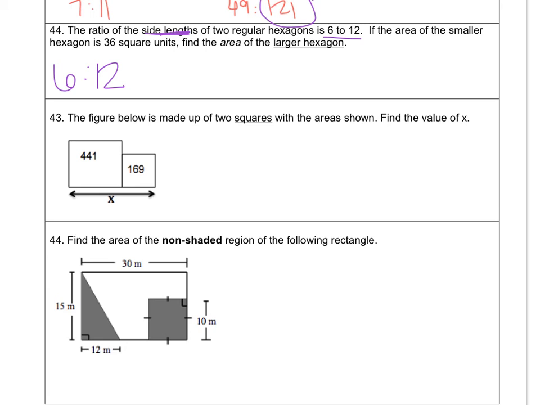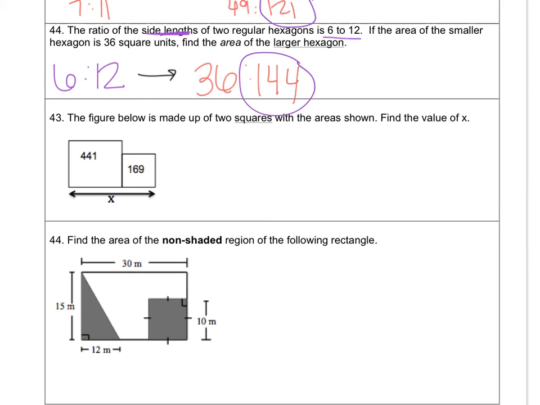Well, to go from side length to area, you're just squaring your numbers. So take 6 and square it. 6 times 6 is 36. Okay, and now you're going to square 12. 12 times 12 is 144. Okay, go to your problem. It says the area of the smaller one is 36. Does that match our information? Yes, it does. Since this matches and we're looking for the area of the larger, just take your other number. So the larger number is 144. So that is your answer.